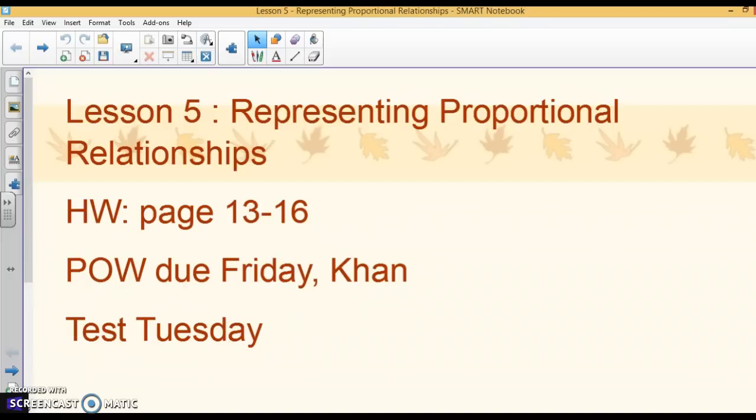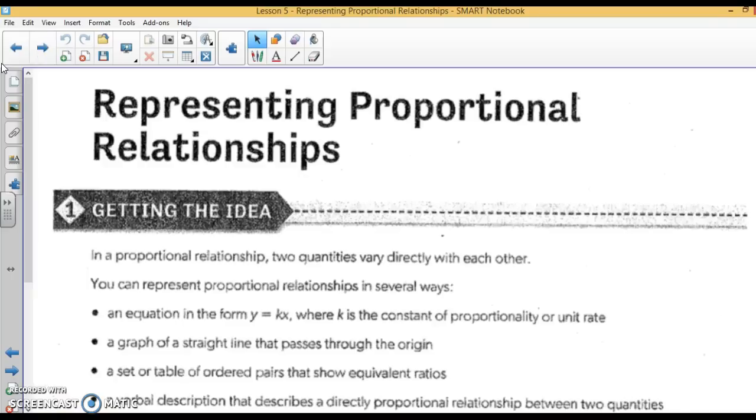We're talking about the proportional unit, lesson 5, representing proportional relationships. The homework that goes along with this is listed here. We are on page 17 in your note packet. I believe it's 17. Find this page. Pause if you need to.